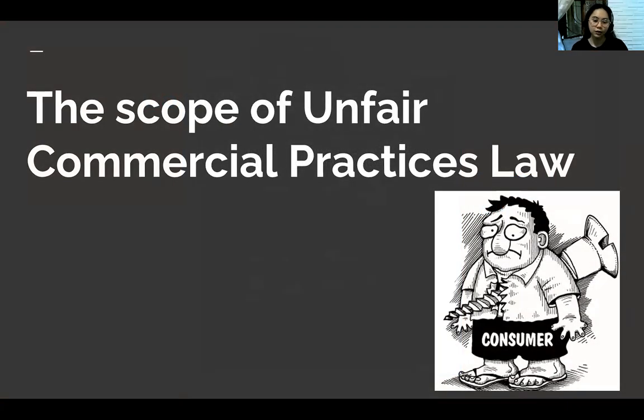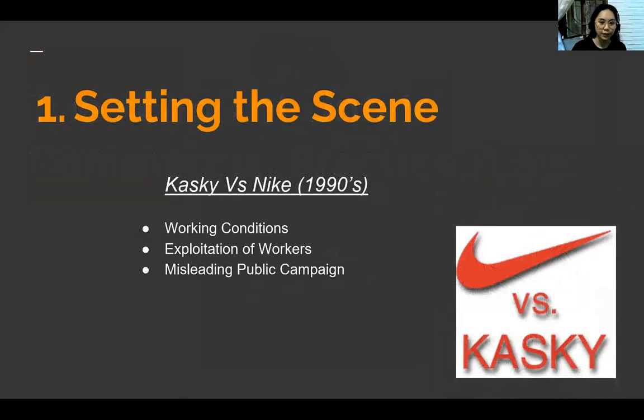All right, so let's go to the scope of unfair commercial practices law. The first one would be the setting the scene. This is with regards to the working conditions or physical working conditions of the factories or the working place of the organizations or the corporations.